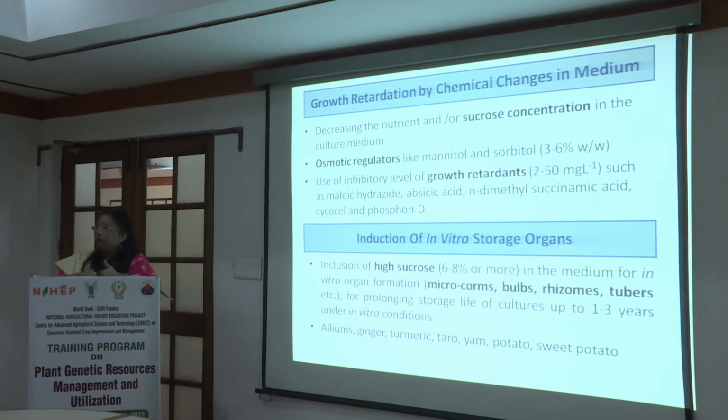But we who have been practicing in vitro gene banking, we do not encourage this because it has the tendency to induce somaclonal variation because it's giving additional stress to the plants. So normally that is avoided. Osmotic regulators and minimal media is more common. And finally, there is the technique of induction of in vitro storage organs.